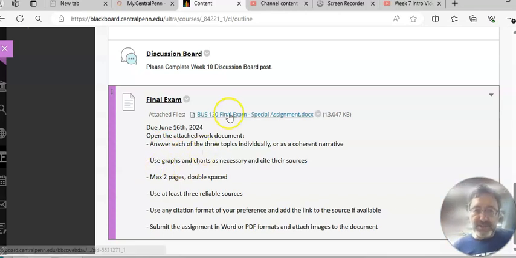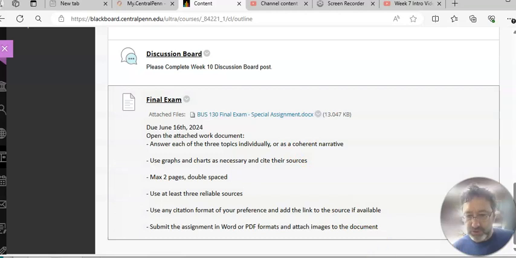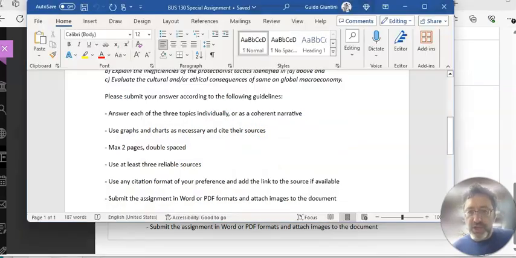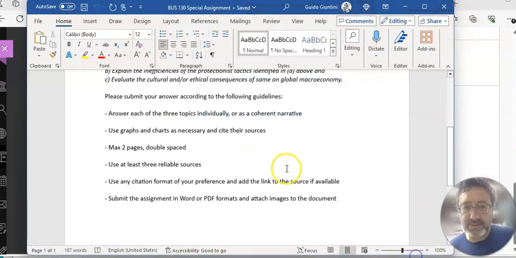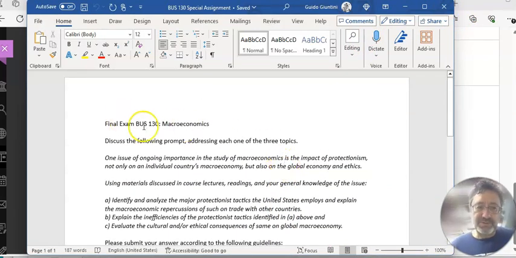Okay, and you simply click on this, download the Word document that I'll show you in a minute, and then you write your answer, you do what you need to do, and then you upload it as an assignment, and I'll grade it as an assignment. So that's how it works. Okay, so when you go into it, you open a document and it will look something like this. So this is the final exam for Business 130 Macroeconomics.